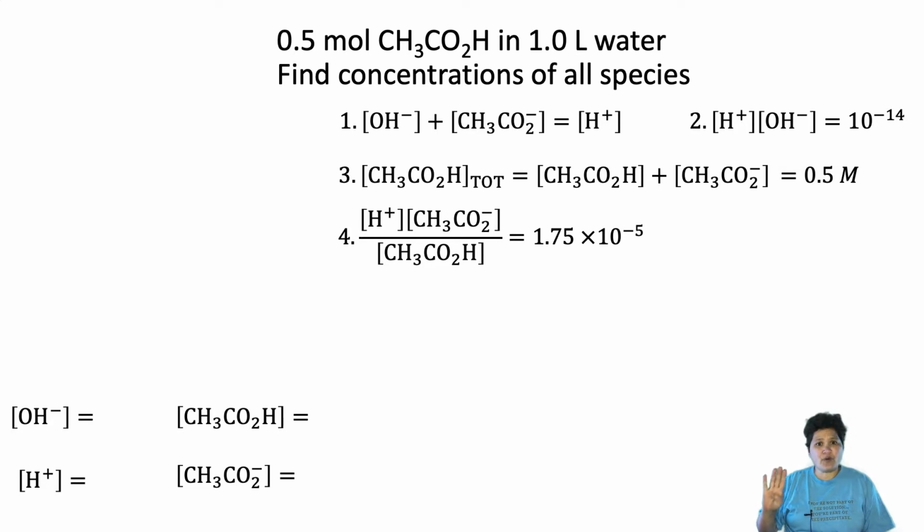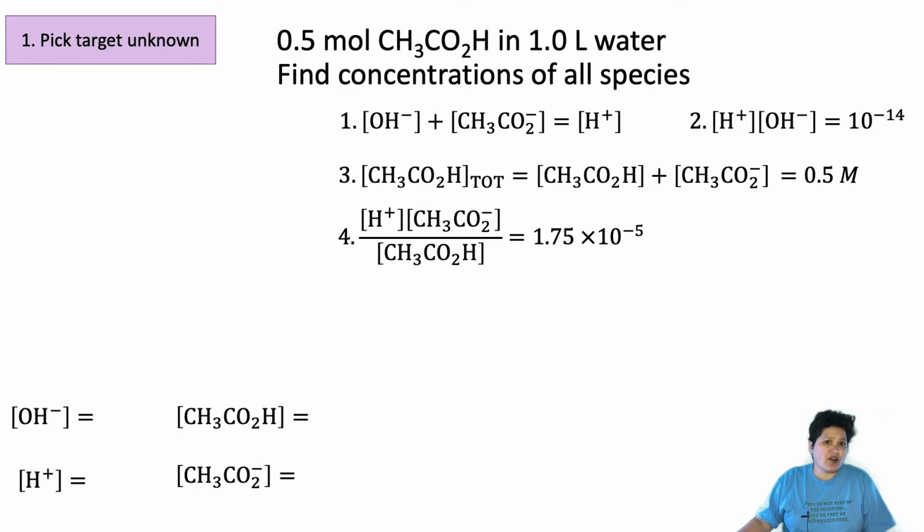So those are the 4 that we're trying to identify here. And then for those 4 unknowns, we'd also come up with a system of 4 different equations, which I have listed over here on the right. We need to first pick our target unknown, and I'm just going to say straight off that H plus would be a good one here.